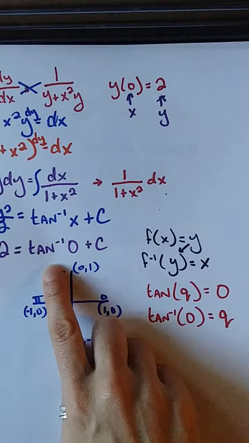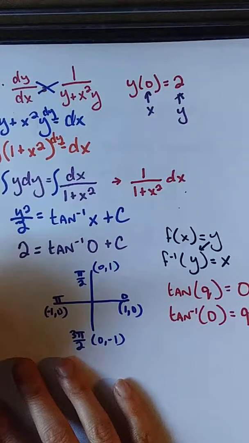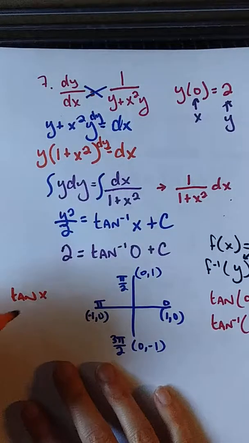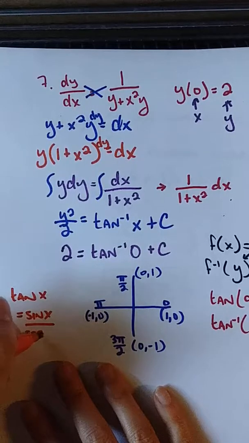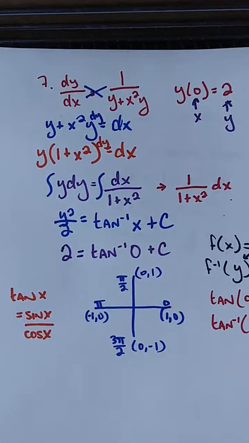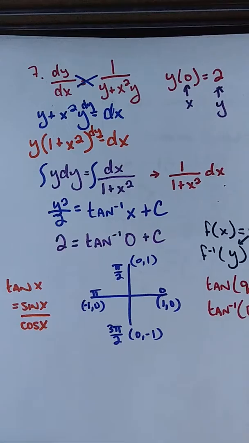They don't say anything about tangent. So it is important to remember that the tangent of a number, like x, the tangent of x is the sine of x divided by the cosine of x. This is one of the first identities that you would have learned in trigonometry. So the tangent is sine divided by cosine.